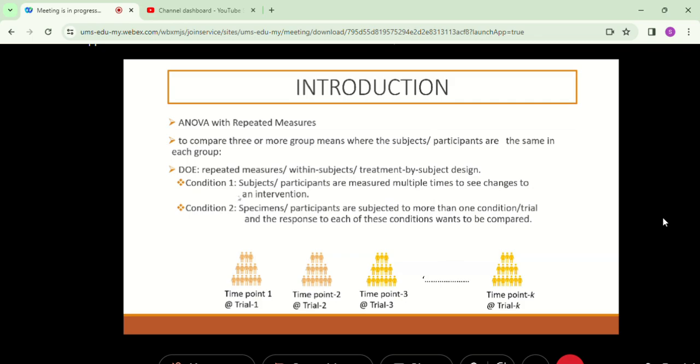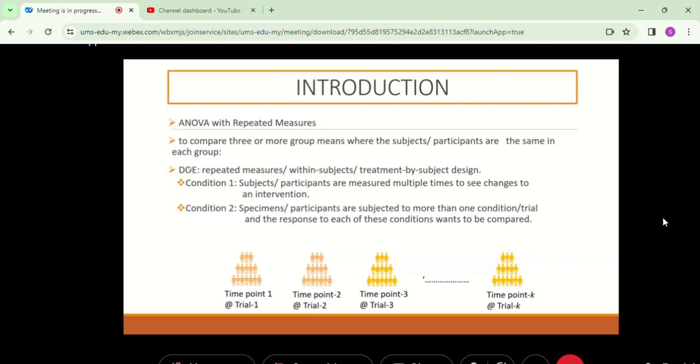So we have two conditions here. Condition 1: the subjects or participants are measured multiple times to see changes to an intervention. From time 1 to time 2, we have one intervention. From time 2 to time 3, we also have another intervention, and so forth. Condition 2: the specimens or participants are subjected to more than one condition or trial, and the response to each of these conditions wants to be compared. So we have participants under condition 1, condition 2, condition 3, condition K.